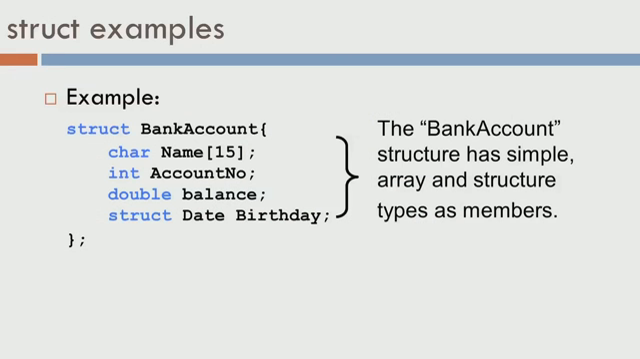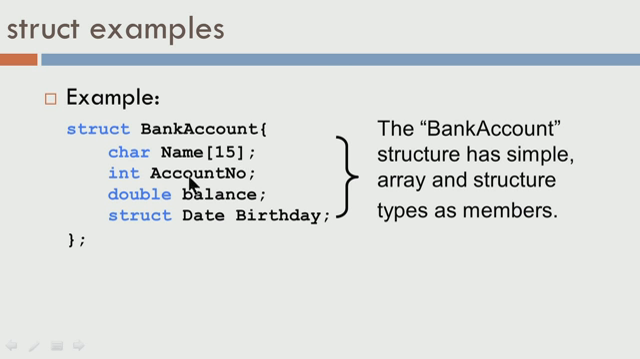Finally, let us look at another example called bank account. So this is supposed to have details of a bank account. I of course have the name of the person who has the bank account. In this case, you have name, which is a character array of 15 bytes. So the name can be up to 15 bytes.